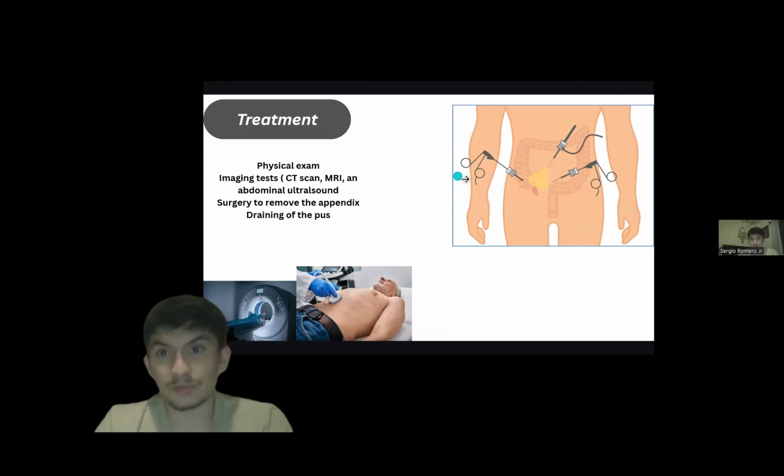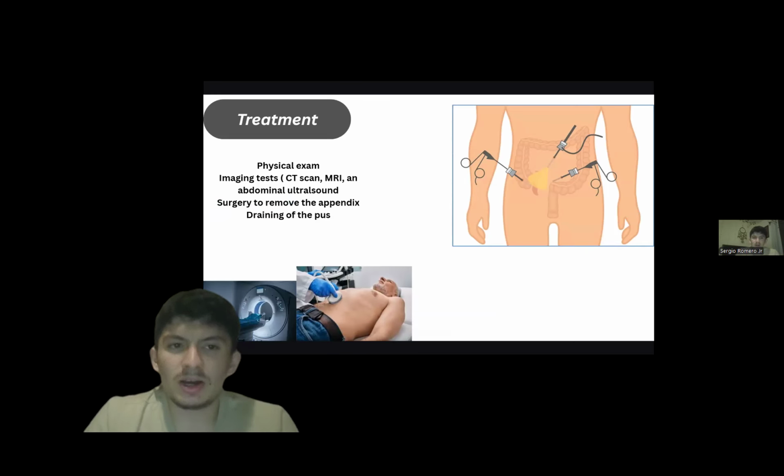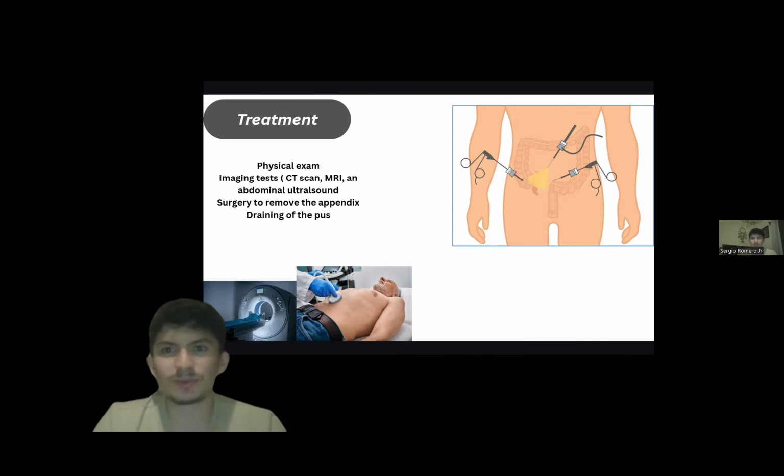Treatments for appendicitis. Typically, this is the usual: you will need to have a physical exam and an imaging test, such as a CT exam, an MRI scan, or an abdominal ultrasound, in order to determine if you do have appendicitis or to see if the appendix is inflamed. And once images do confirm appendicitis, it is highly recommended to get surgery to remove the appendix.